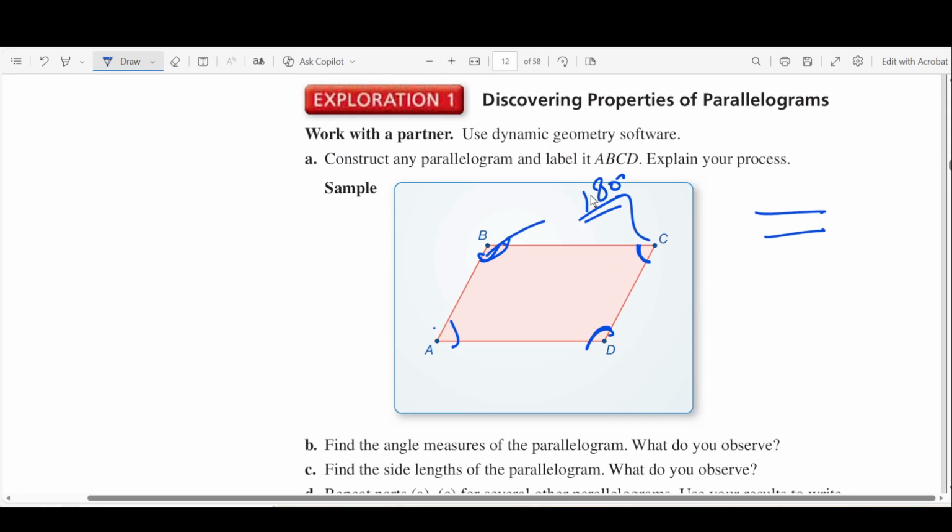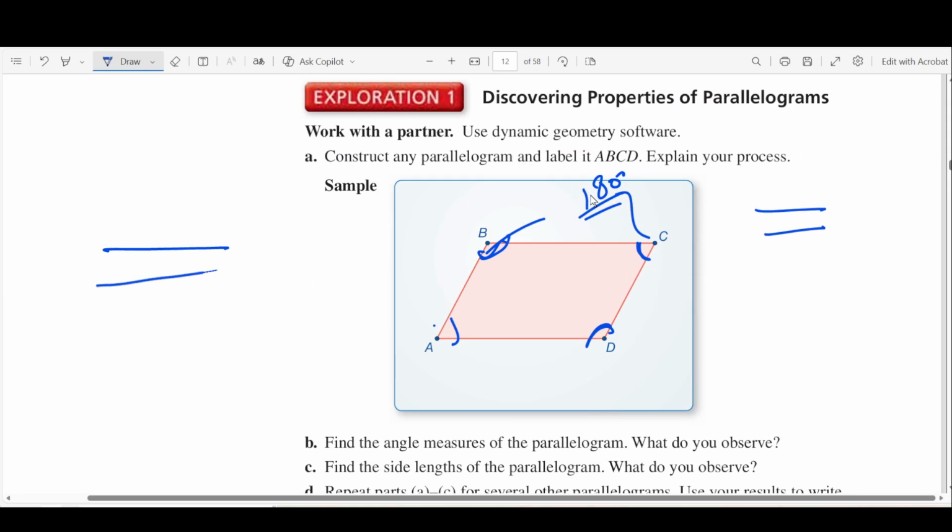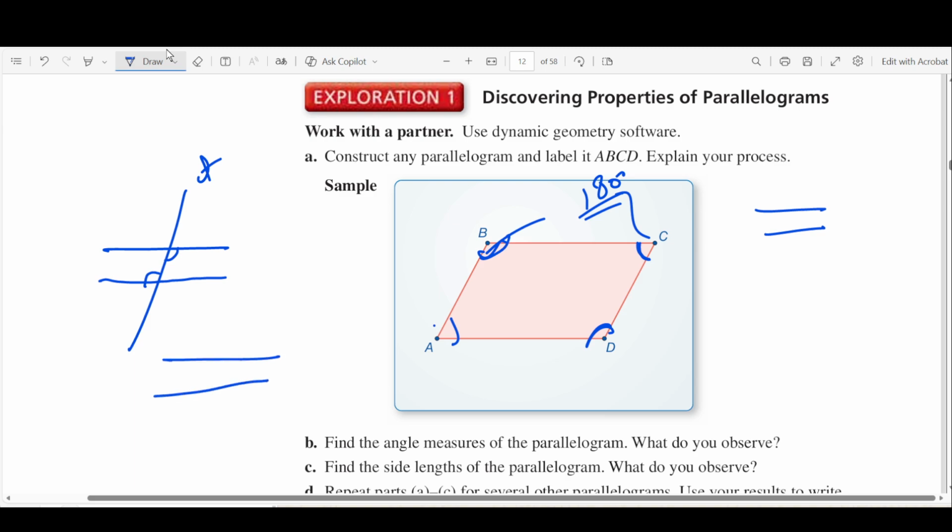Basically in a parallelogram, since lines are parallel, remember we learned about parallel lines and transversal. This is the transversal, the line which is cutting two parallel lines. Now we know that this angle is alternate to this, right? And these two are co-interior angles which add up to 180. This angle and this angle are corresponding. These are alternate, these are consecutive.